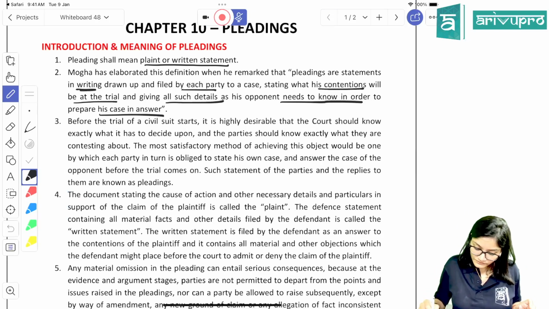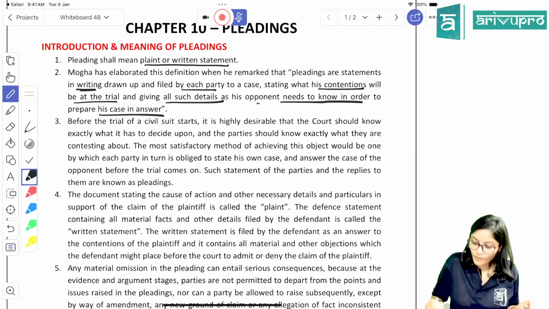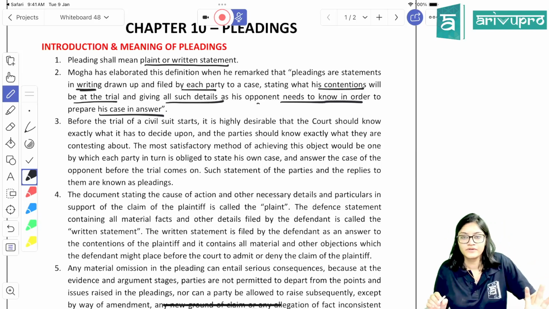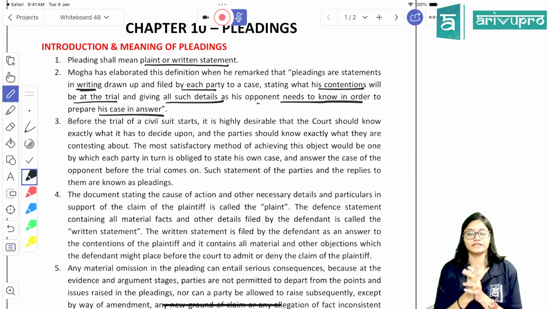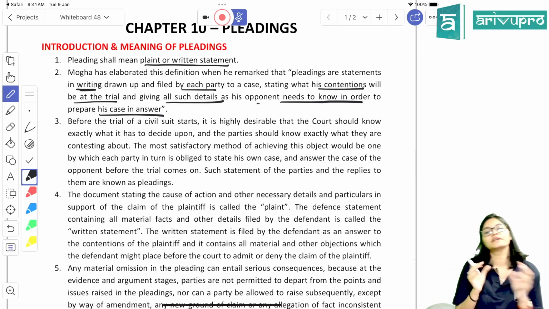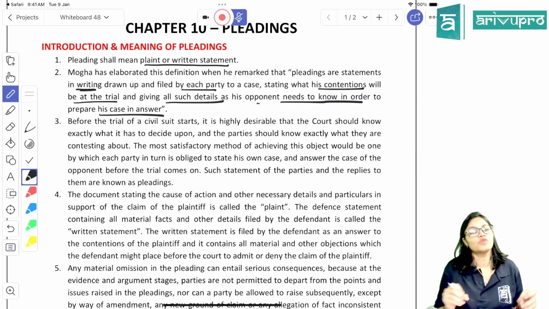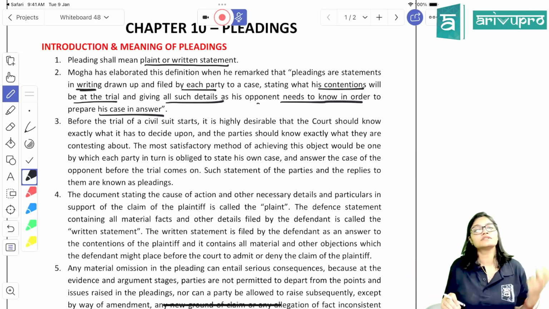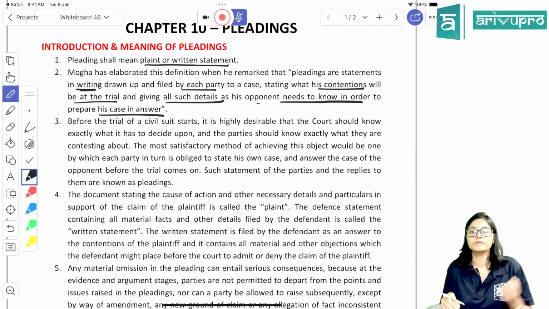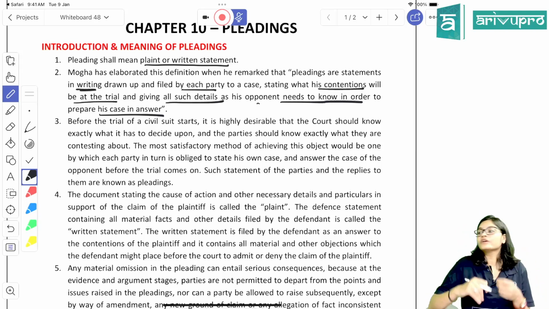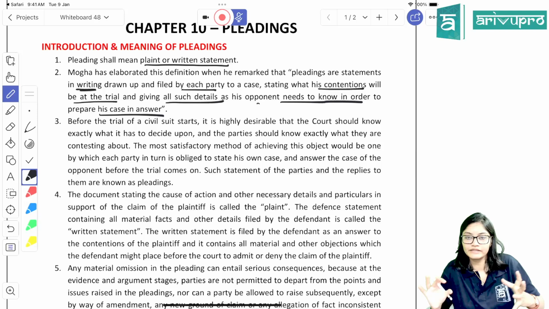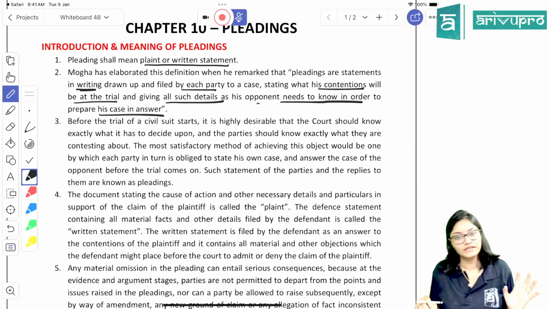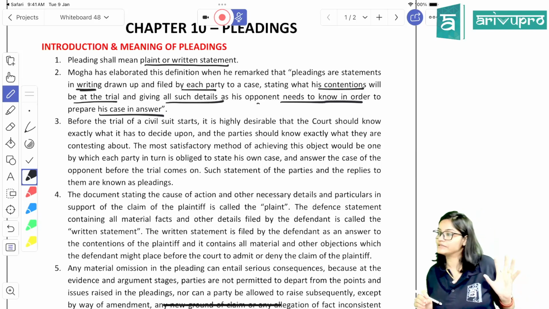And giving all such detail as his opponent needs to know in order to prepare his case in answer, right? So that is known as pleading. So what is pleading? Pleadings are the statements in writing drawn up and filed by each party in the case, stating what his contentions will be at the trial, and giving all the details to the opponent party, so that the opponent party can prepare his case in answer. That is known as pleadings. Done?